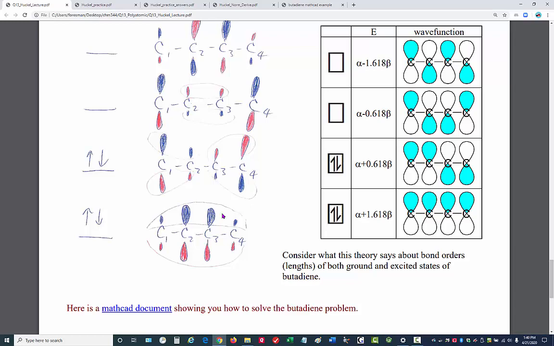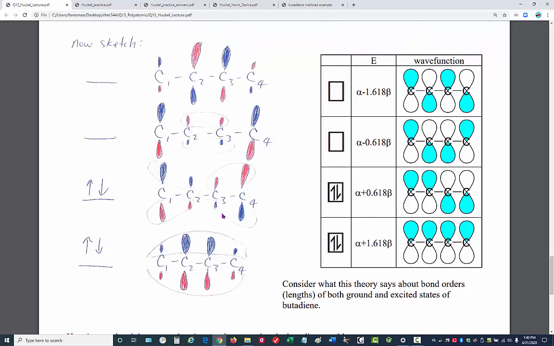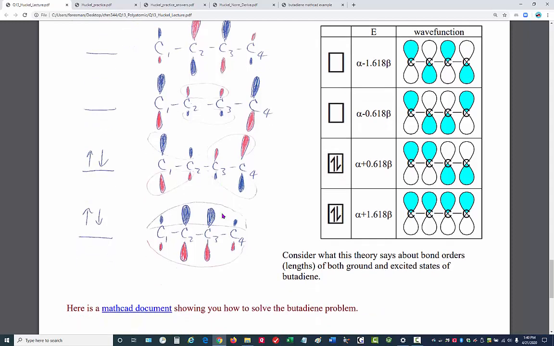So we've gone through butadiene by hand. I've showed you how to get the actual numbers out. I've showed you how to do a little picture here. Let's finish up this lecture by showing you how you would do this, not by hand, but just by using MathCAD. It's a lot easier, and saves you a lot of work in terms of expanding the determinant and solving for the energies and the orbitals.